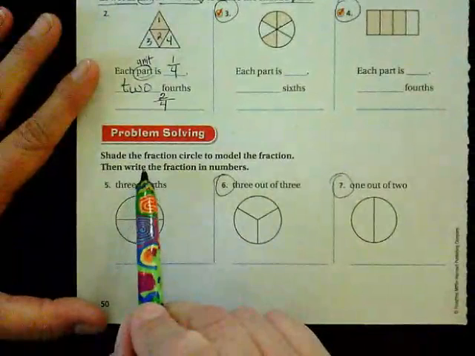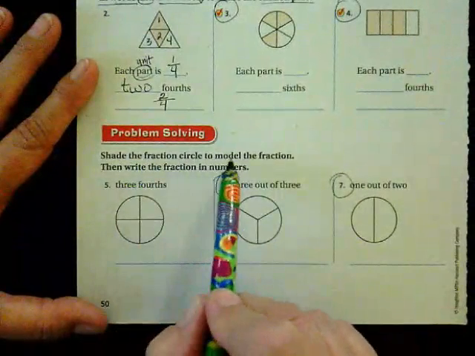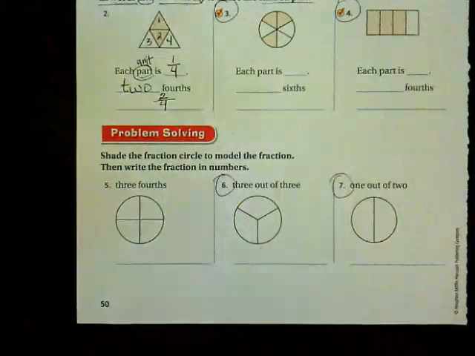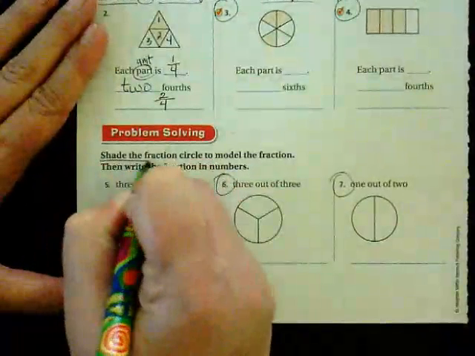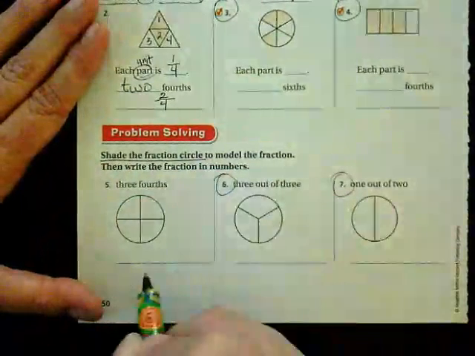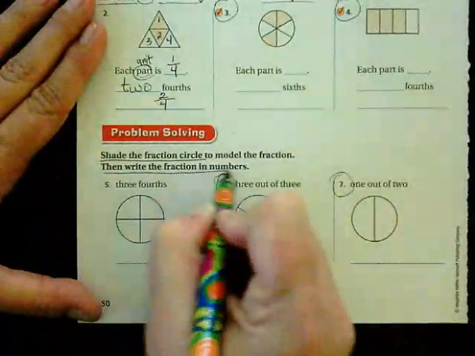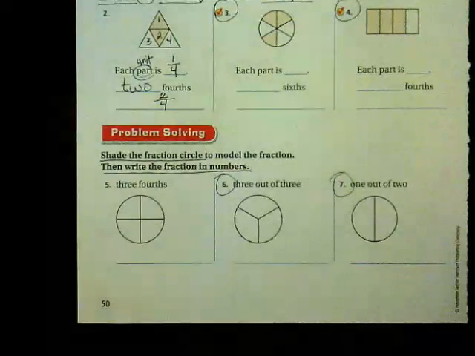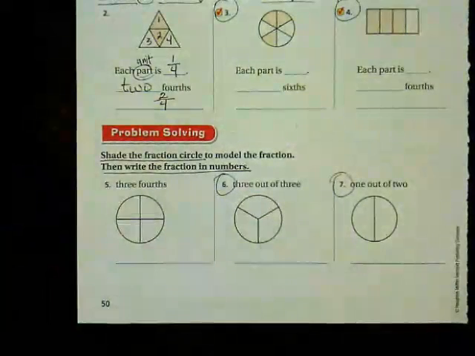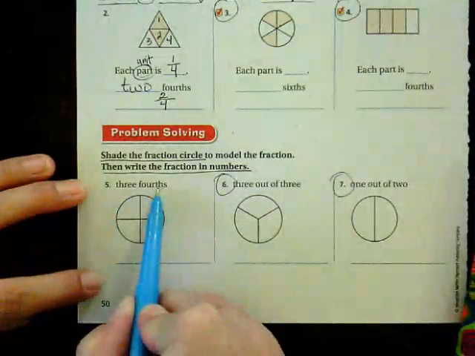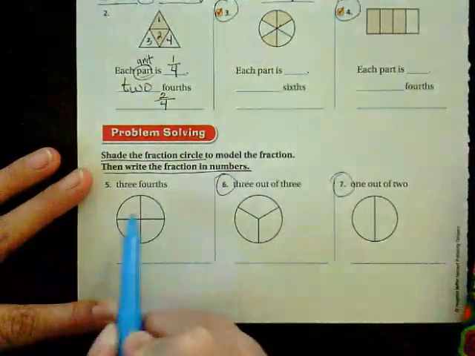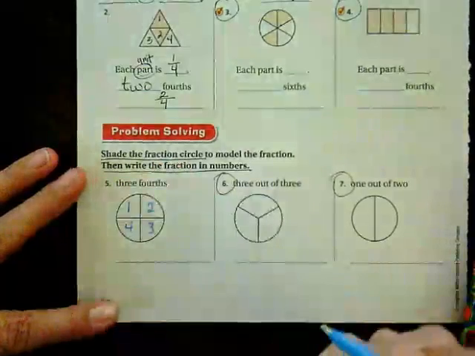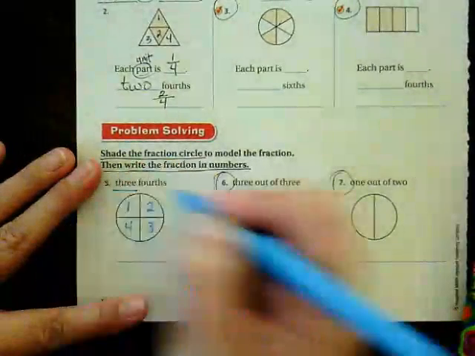The last part is problem solving. It says shade the fraction circle to model the fraction, then write the fraction in numbers. So I have 2 different things that I need to do. First, I need to shade the fraction circle to model the fraction. Then I need to write the fraction in numbers. So I'm going to grab my handy dandy colorful pen. And this says 3/4 in word form. So I have 1, 2, 3, 4 parts to my circle. I need to shade in 3 of them.